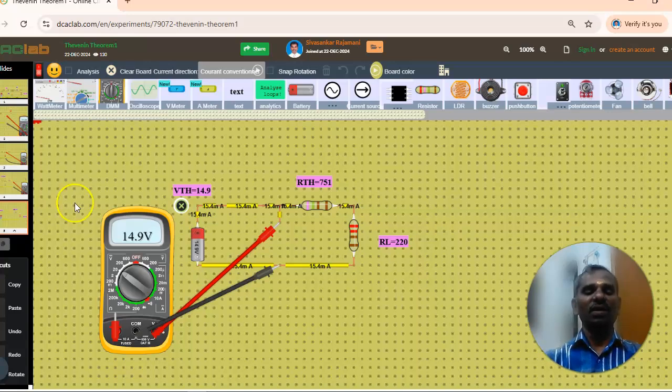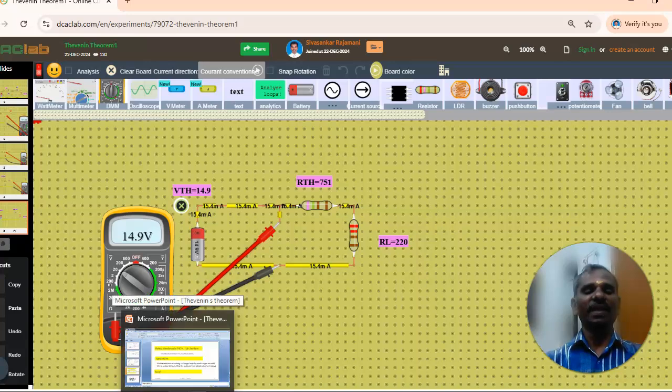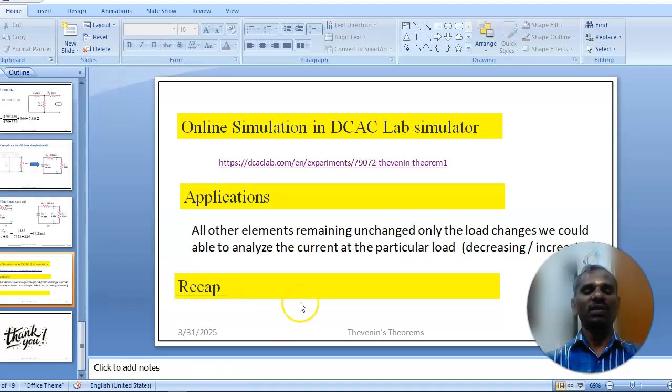As for the application, all the elements remain unchanged and only the load changes. We can analyze the current at the particular load, whether it is decreasing or increasing. Recap: we can see that complex circuits can be converted into simple circuits.